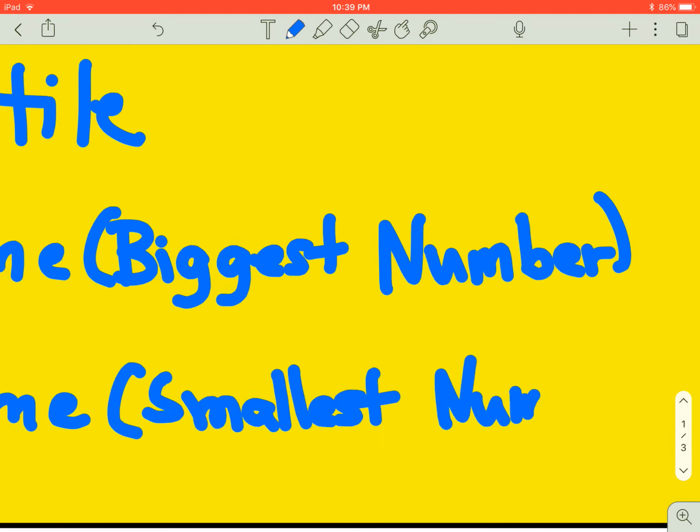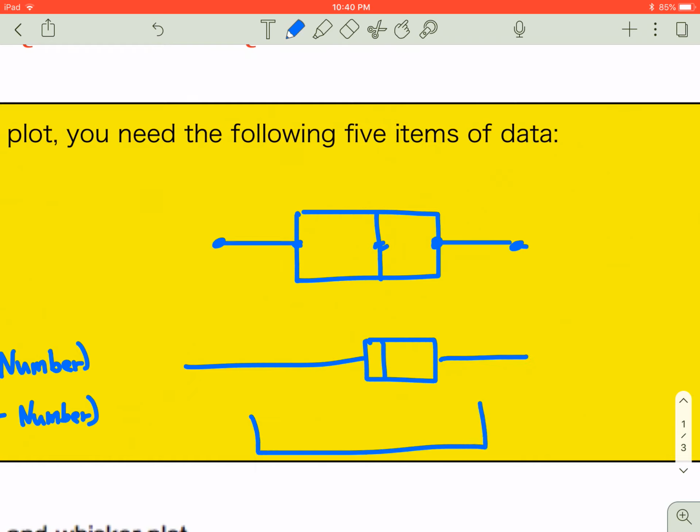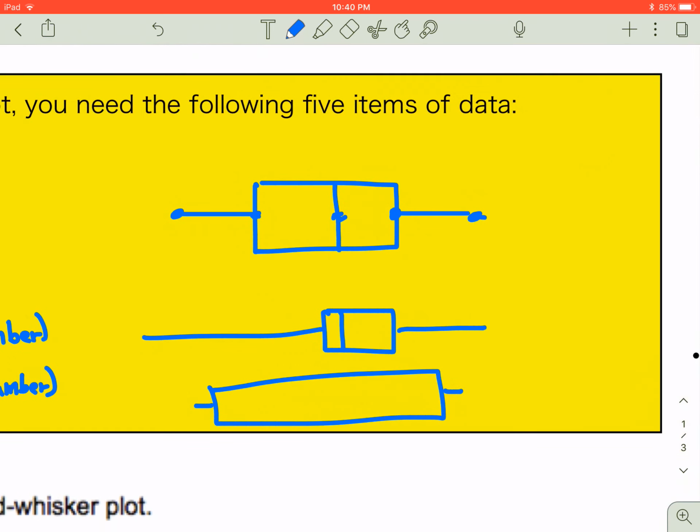Each box and whisker plot will look different. Sometimes we might have really long whiskers with a really small box. Sometimes we might have a really long box with really small whiskers. And it's even okay if you have a box and whisker plot that has one really long whisker and one short whisker. That's okay. All those are possible ways a box and whisker might look. It just depends on the data.